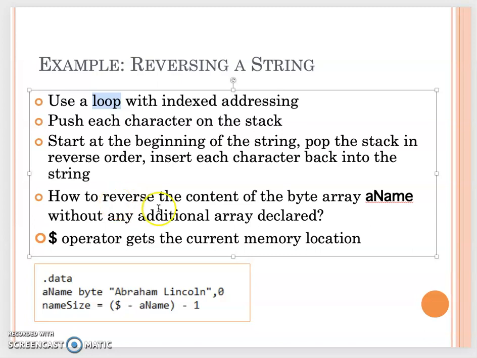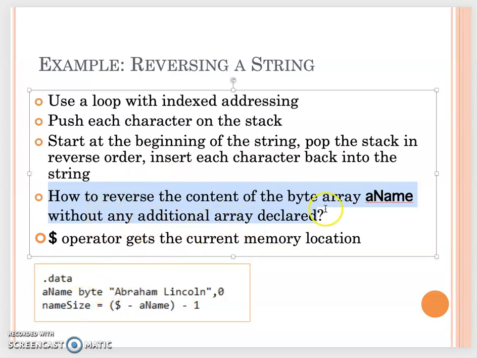So how do we reverse the content of the byte array without any additional array declared? We use the stack to save the values. Before, remember in your lab exercise 6, you had a source string and a target string. You copied the content from the source string over to the target string reversely. Then you needed 2 arrays. But now, since we have the stack, we don't need another additional array declared.